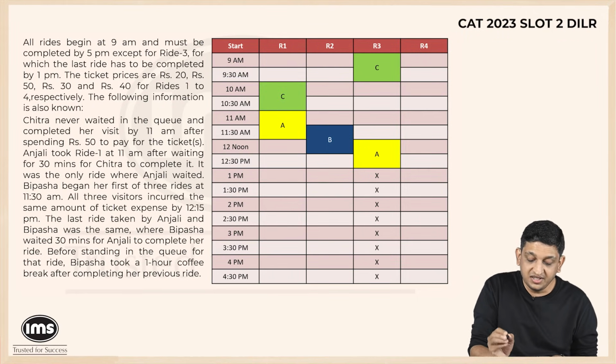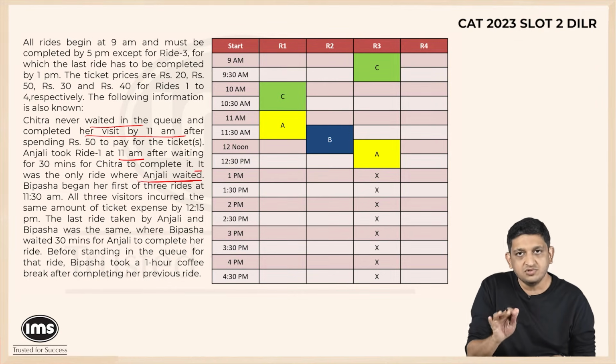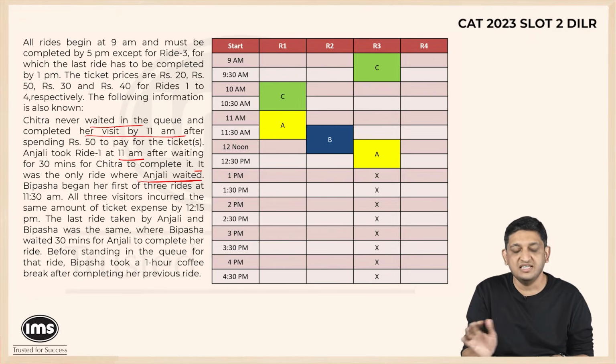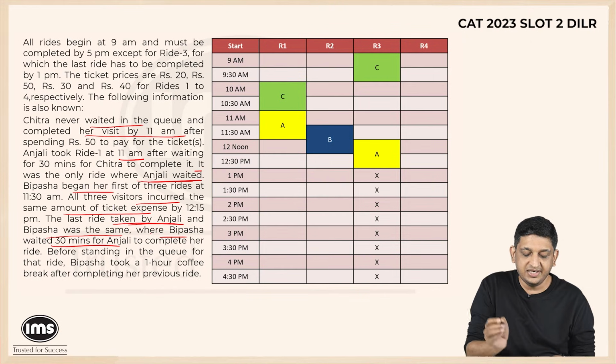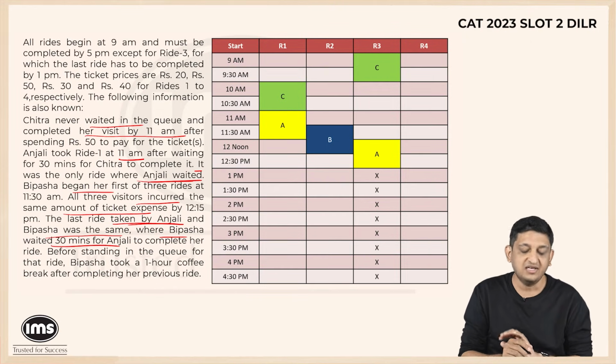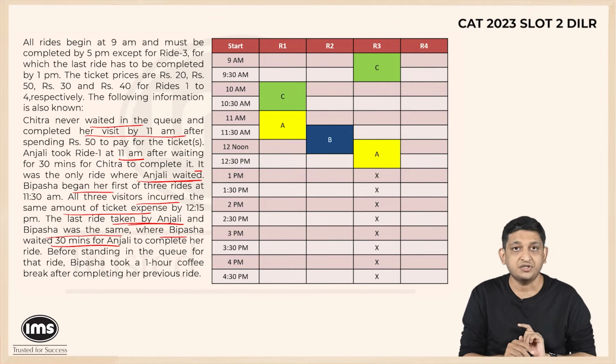So Chitra never waited in the queue, that part is taken care of. Completed her visit by 11 am, perfect, that is done. Anjali took ride 1 at 11 am, we have taken care of that. It was the only ride where Anjali waited, which is fine. So now it might assume some importance later. Bipasha began her first ride, we have taken care of. Incurred the same amount of ticket expense, has been taken care of. The last ride taken by Anjali and Bipasha was the same, where Bipasha waited 30 minutes for Anjali to complete her ride. Now that is what is important.